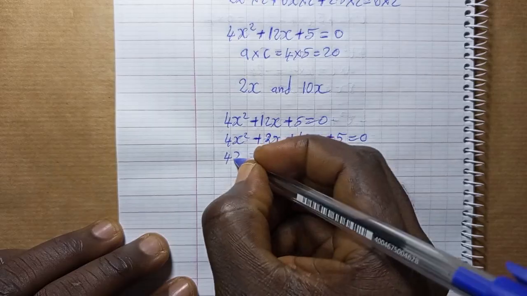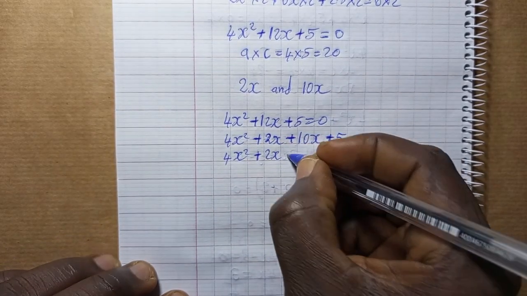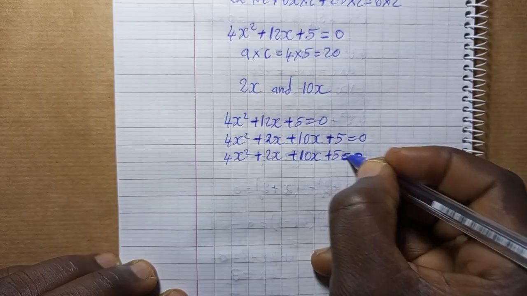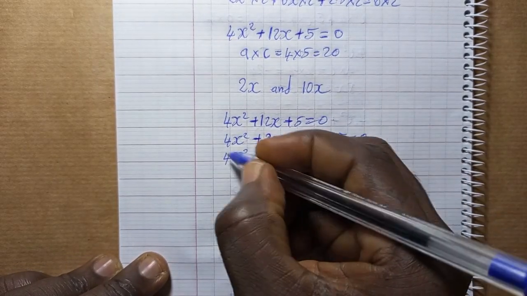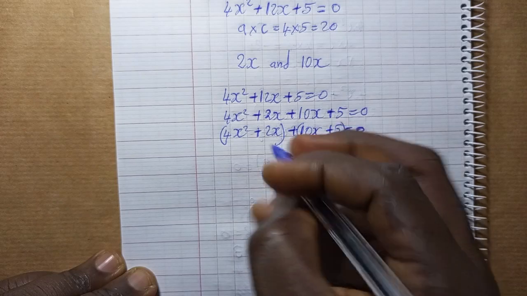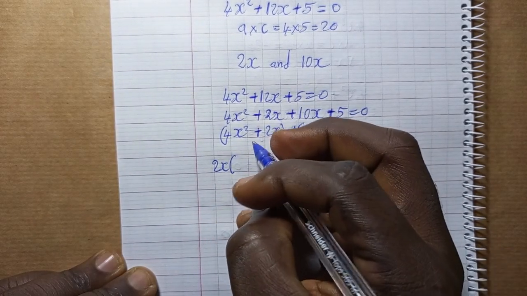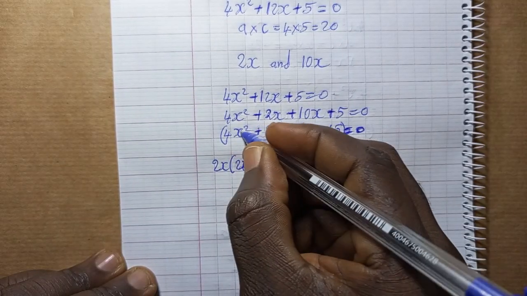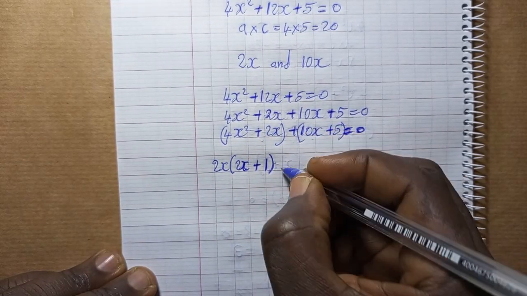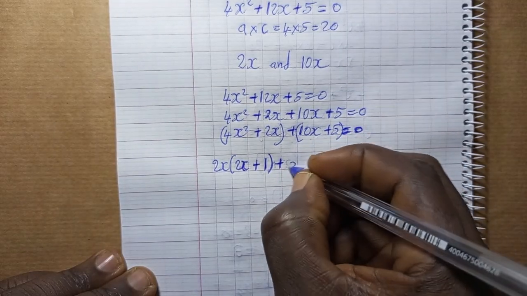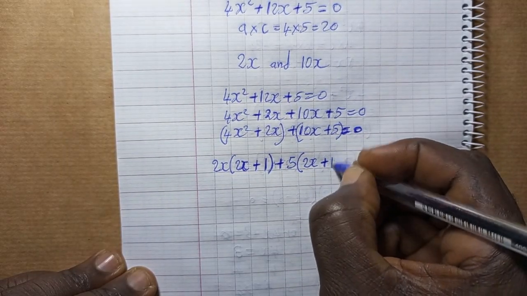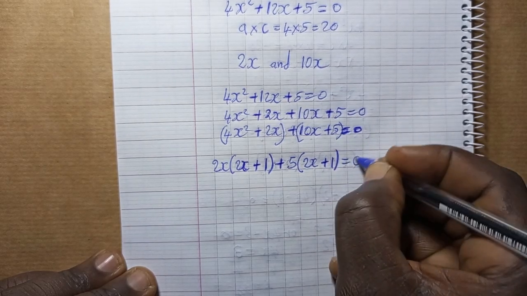So let me write it down again. 4x squared plus 2x plus 10x plus 5 is equal to 0. Now I'm going to group them and bring out the common factors. Common factor here is 2x. So 2x, open bracket, if you remove 2x from here, to remain 2x plus, this one is removed to remain 1. Plus common factor here is 5. 5, open bracket, remove 5 from here, we have 2x plus 1. 5 is moved out, so it's just 1, equals 0.